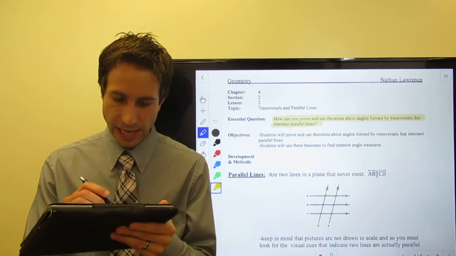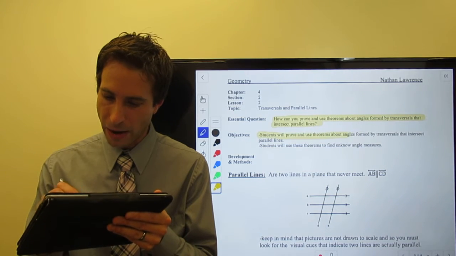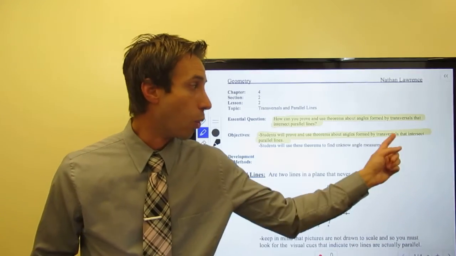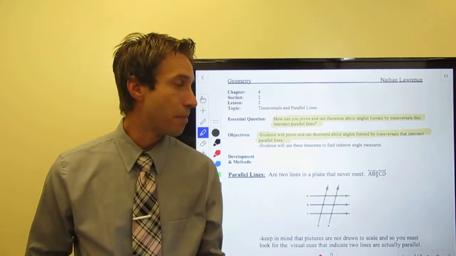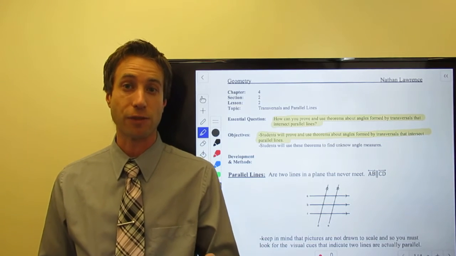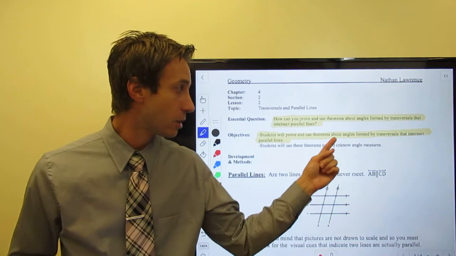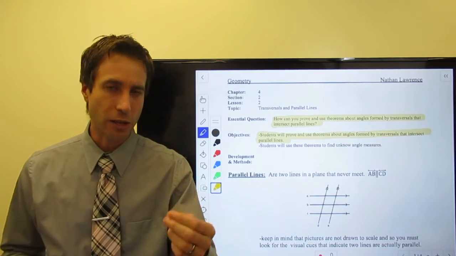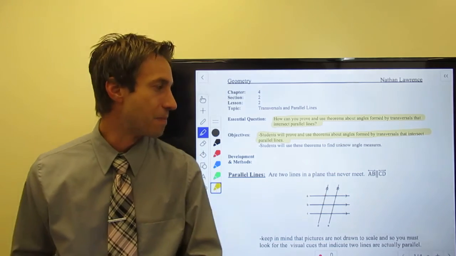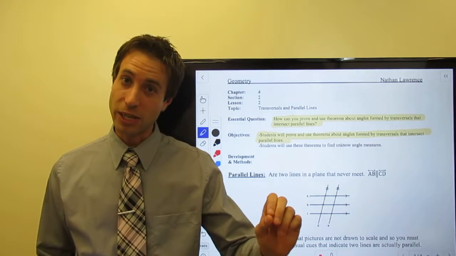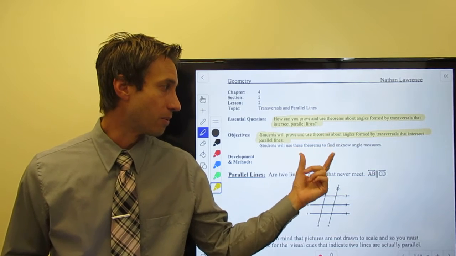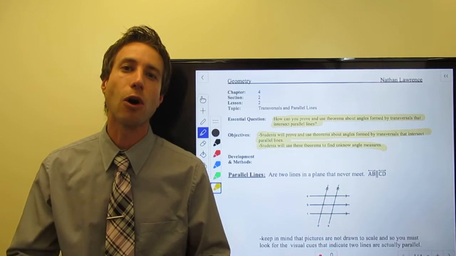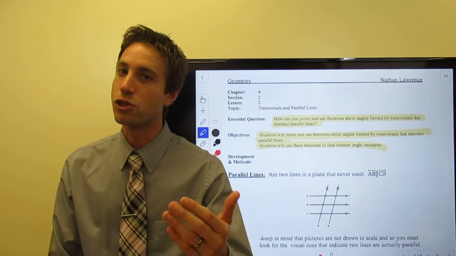The first thing we're going to do is take a look at theorems about angles formed by transversals that intersect parallel lines. We're going to talk about what a transversal is, what parallel lines are, and if you have a transversal that intersects parallel lines, what kind of angles are formed. We'll go through all of that vocabulary together so that we can communicate clearly and you understand what I'm saying. Then, after all that introductory stuff, we're going to use that to solve problems. This is math, that's what we do. We solve problems. So let's just jump right into this.